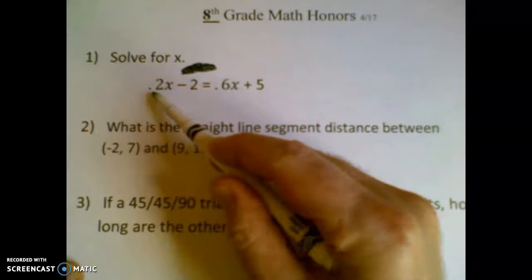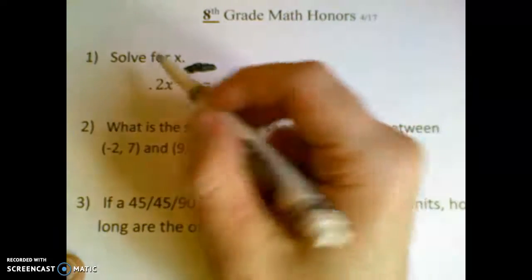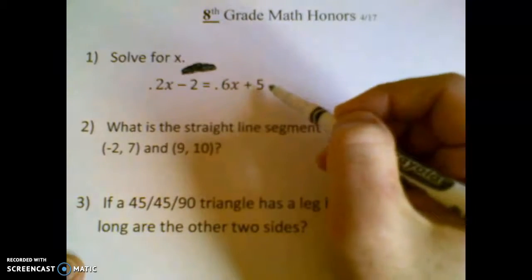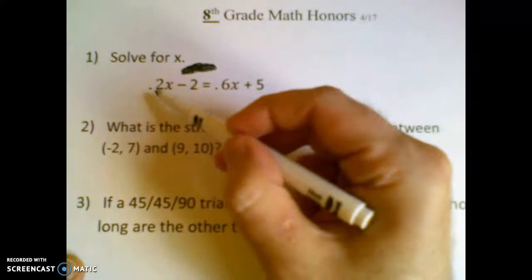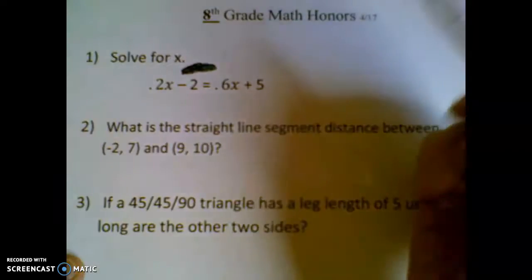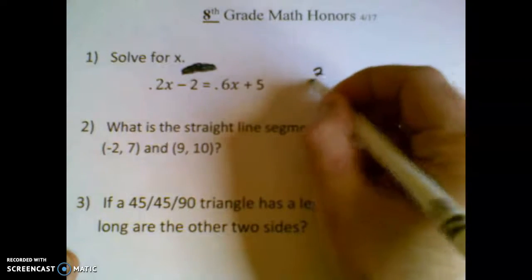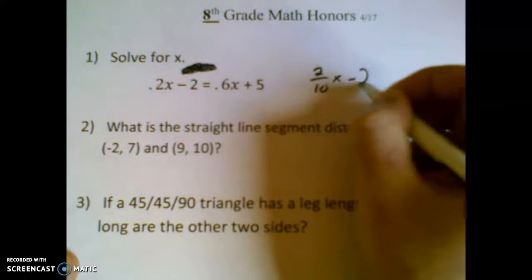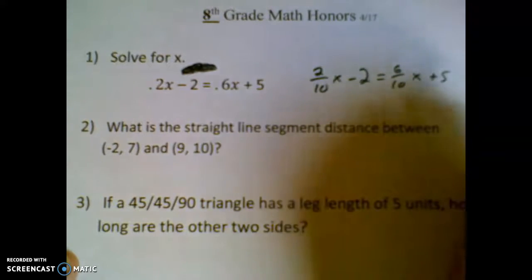So if I don't want to deal with the decimals, what I can do is multiply or scale everything up to get whole numbers. But it might be hard to figure out 0.2, what do you multiply that by to get a whole number that also makes 0.6 a whole number? So I'm going to turn these into fractions. And 2/10 of an x minus 2 equals 6/10 of an x plus 5.